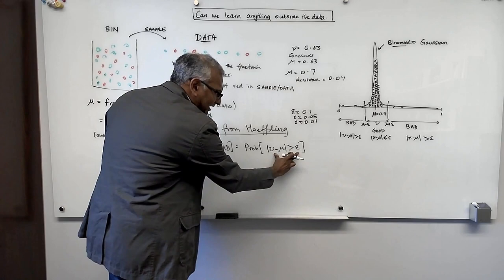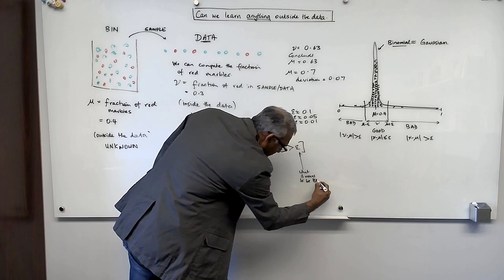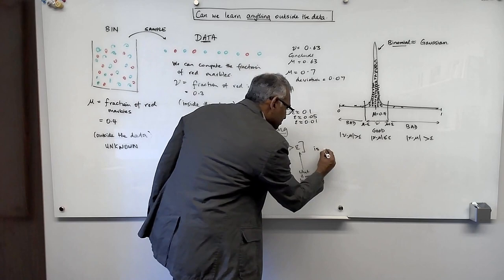Okay. So what it means to be bad. Okay. And then this is exactly the definition of a bad situation. And what Hoeffding said is that the probability of a bad situation is small. That's what he said.